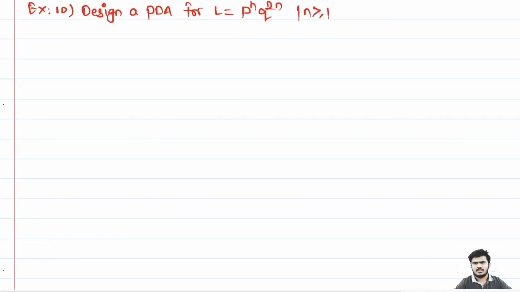So the next question is this one, and this is a very interesting one. So let's try to solve this. We will first build a logic for this.